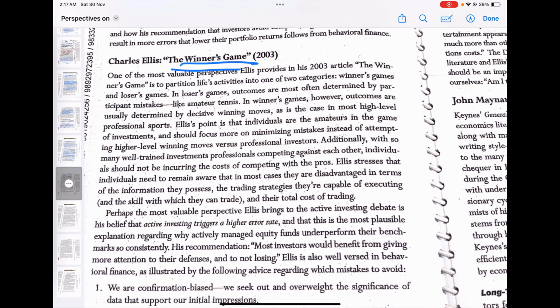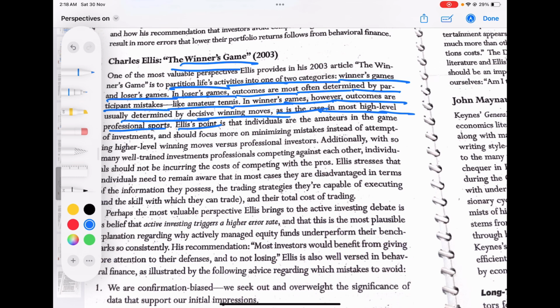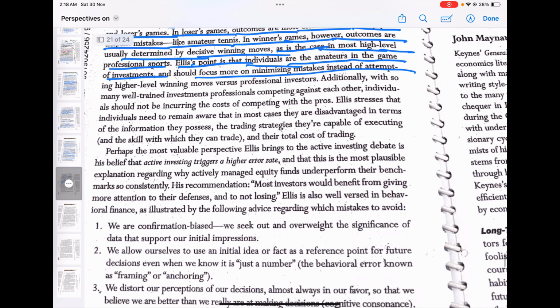The Winner's Game partitions life activities into two categories: winners' games and losers' games. In losers' games, outcomes are most often determined by participant mistakes, like amateur tennis. In winners' games, however, outcomes are usually determined by decisive winning moves, as is the case with high level professional sports. Ellis's point is that individuals are the amateurs in the game of investment, and one should focus on minimizing mistakes instead of aiming for a high level performance.